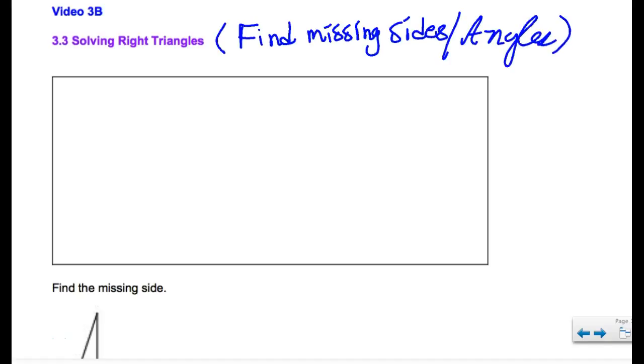So remember our trig ratios. They are SOH CAH TOA.